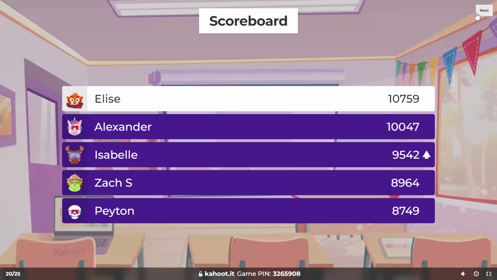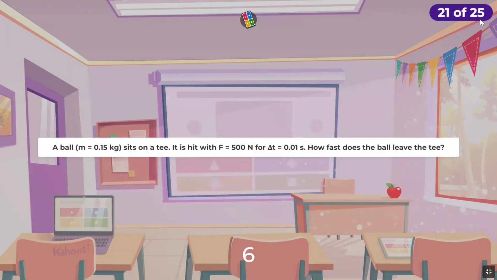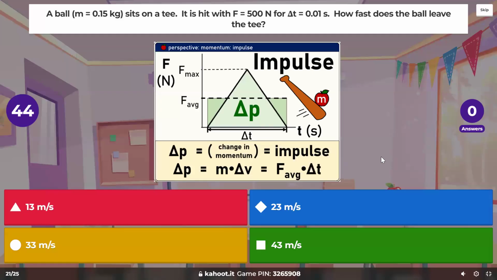What do we do here? A ball, 0.15 kilograms, so that's a baseball, sits on a tee. It's hit with 500 newtons force for 0.01 seconds. How fast does the ball leave the tee?